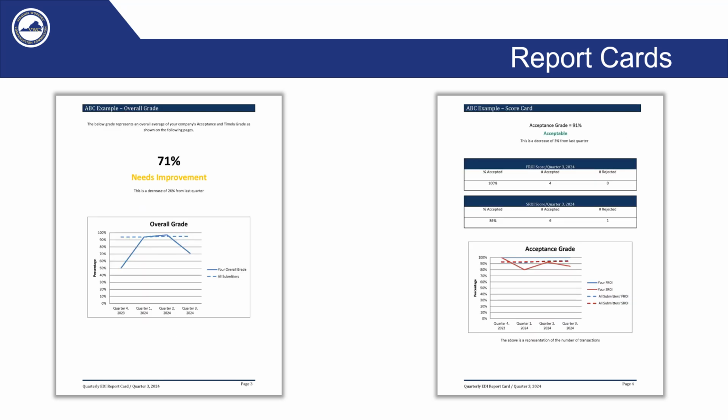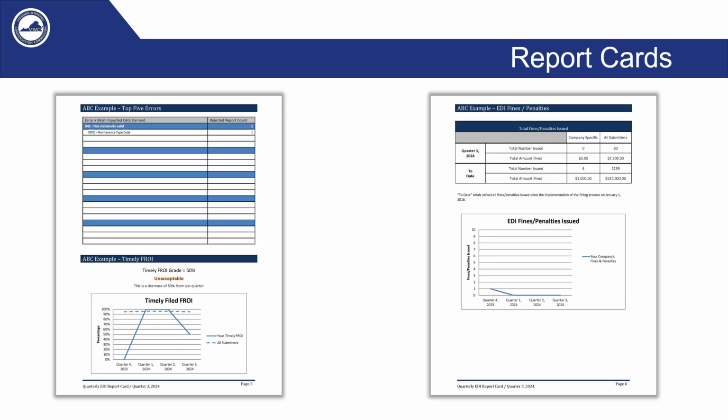Page 3 provides your overall grade, which is the average of the acceptance grade and timely grade. Page 4 provides the acceptance grade for FROI and SHROI transactions. Page 5 provides the top 5 errors and the timely FROI grade. Page 6 provides the fine and penalty information. This shows fines for the quarter for both the individual sender and for all submitters, both in comparison with the date totals since January 1st, 2016, when we began issuing fines.